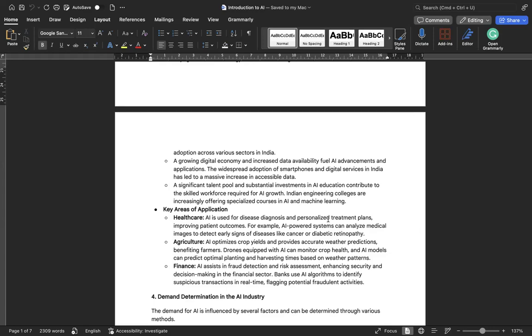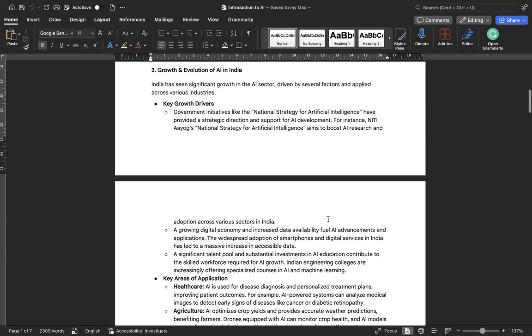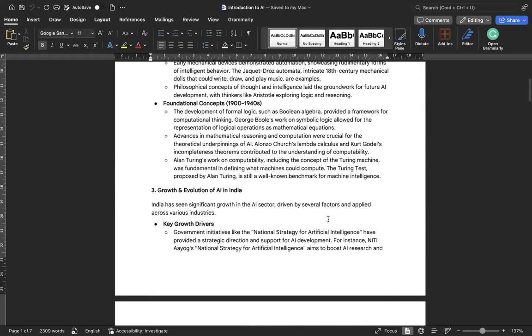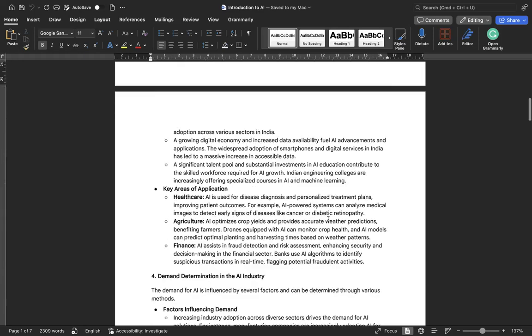The widespread adoption of smartphones and digital services in India has led to a massive increase in accessible data. Another driver is a significant talent pool and substantial investment in artificial intelligence education, which contribute to the skilled workforce required for AI growth. Indian engineering colleges are increasingly offering specialized courses in artificial intelligence and also machine learning. These are the key growth drivers and how it evolved.